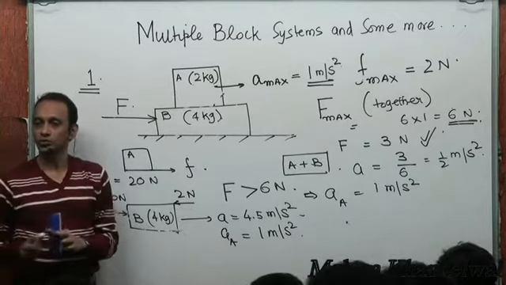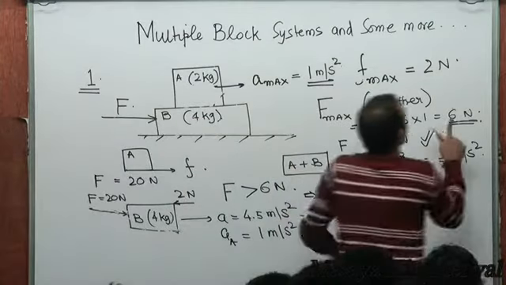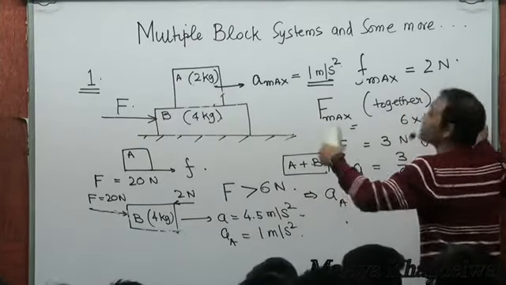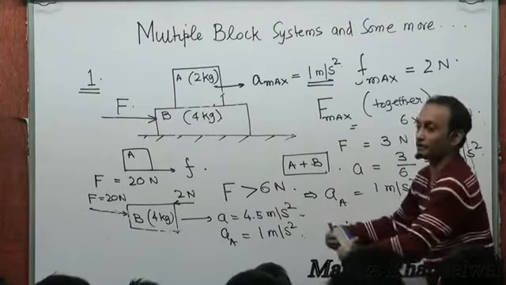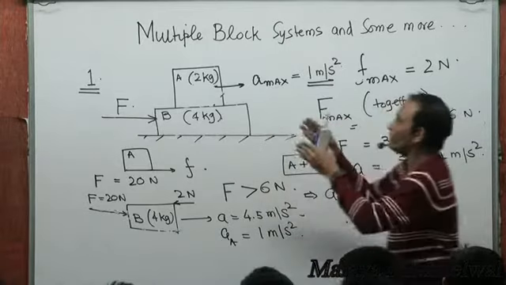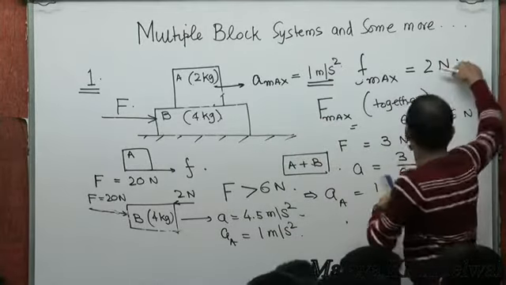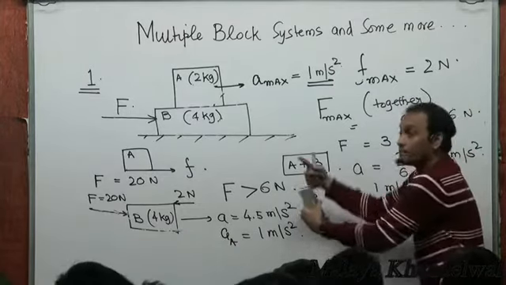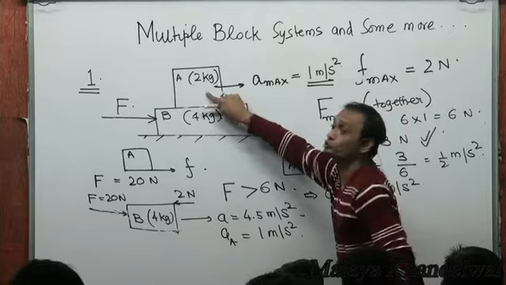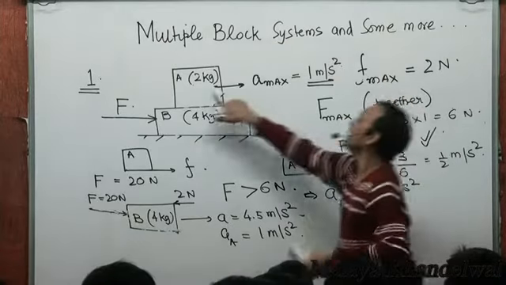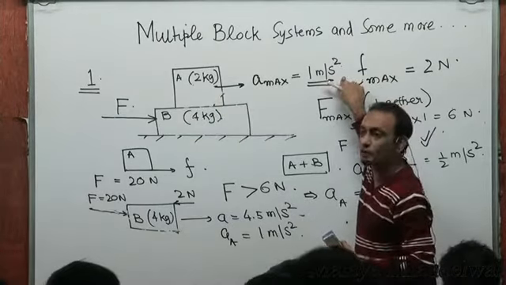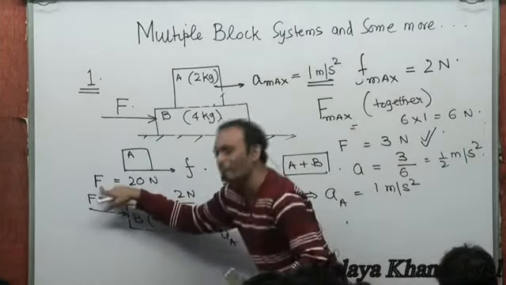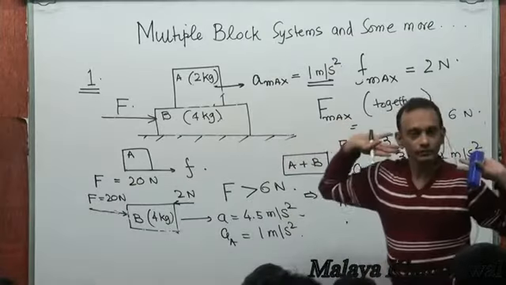Yes or no? So for this system of two blocks, this is an important summary. From F equal to 0 to 6 newtons, A and B will move together. Frictional force between B and A will grow from 0 to 2 newtons, right? 0 to 2 newtons. For F greater than 6 newtons, the frictional force will remain 2 newtons, A will continue to move with 1 meter per second squared, and the acceleration of B will go on increasing commensurate with the value of capital F. Sounds all right?